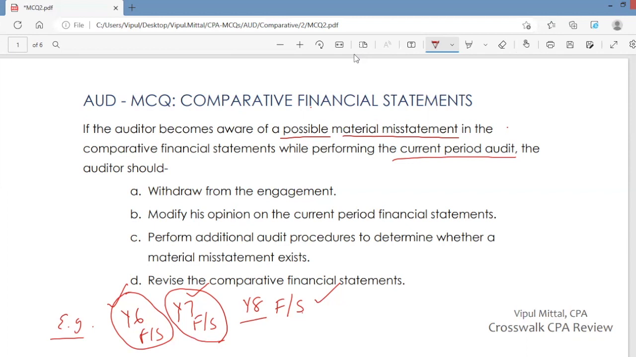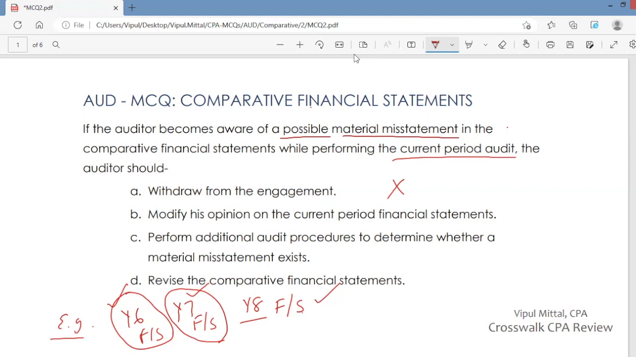Answer option A, withdraw from the engagement. Would you really withdraw from the engagement? Not really. You would not withdraw from the engagement because there is a possible material misstatement in year 7 financial statements. You would not withdraw.